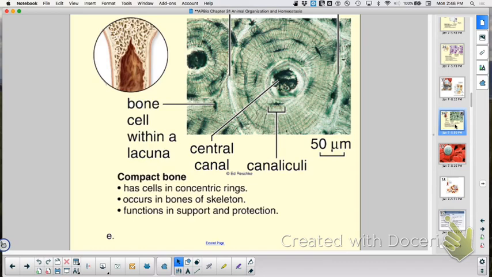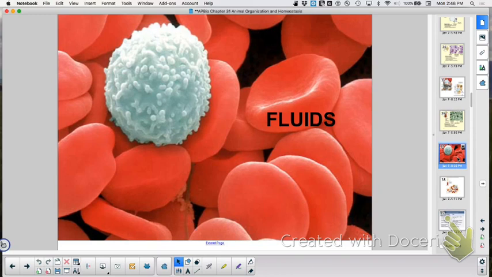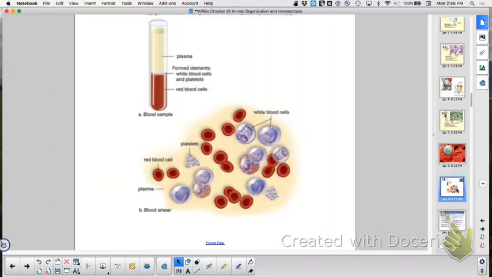It's very sad. Okay? And last but not least, here are your blood cells. What do you see in that picture? I see red blood cells. What else do you see? White blood cells. Good. Okay? You should be able to talk about any of those cells.